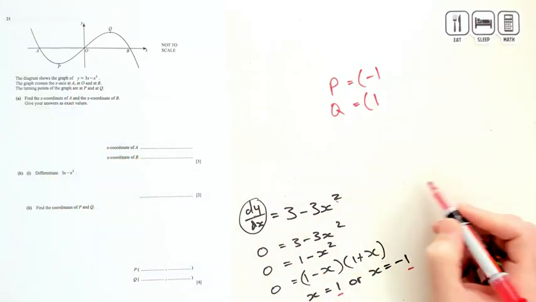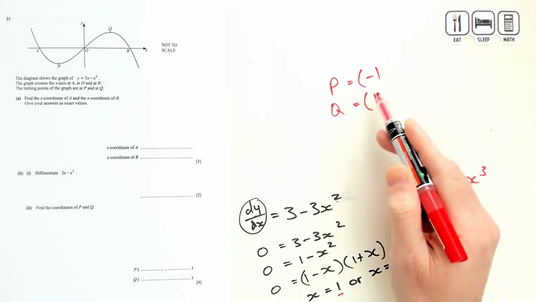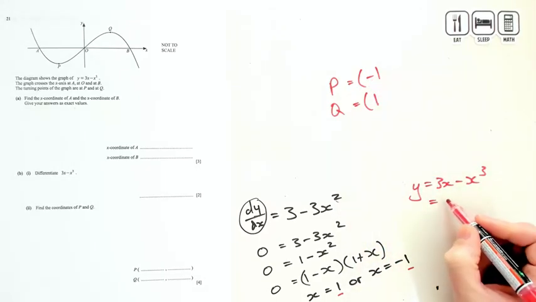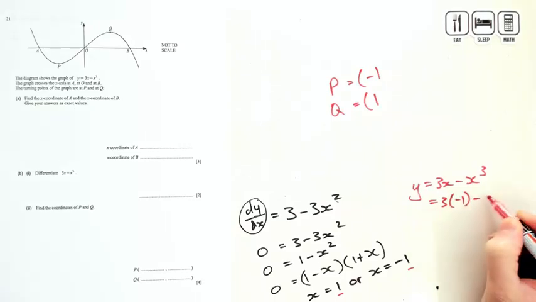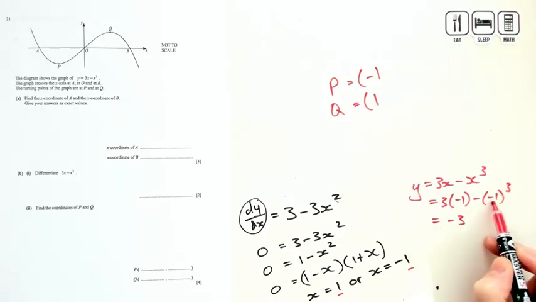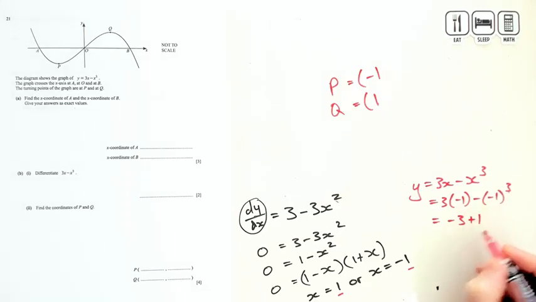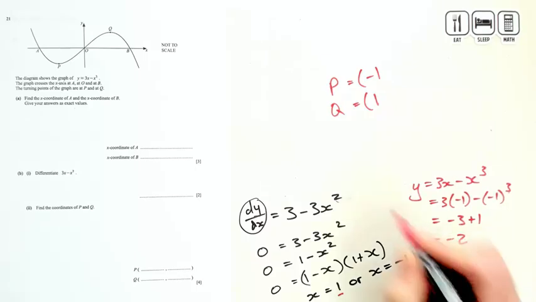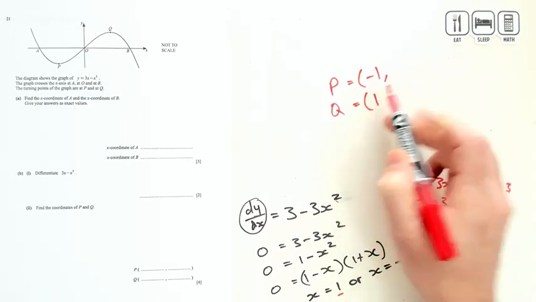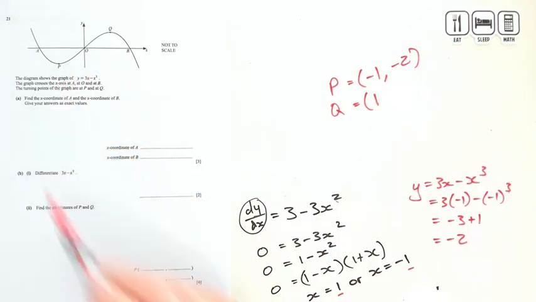The original function was y is 3x minus x cubed. If I put, let's go for P first, if I put negative 1 in, it's going to be 3 times negative 1 minus negative 1 to the power of 3. This becomes negative 3. Any negative to the power of an odd number will be negative. So this is going to stay negative 1, and then times the negative is going to be plus 1. So this is going to be minus 2. So for this, it's going to be negative 1, negative 2, which does make sense because it's below the x-axis.